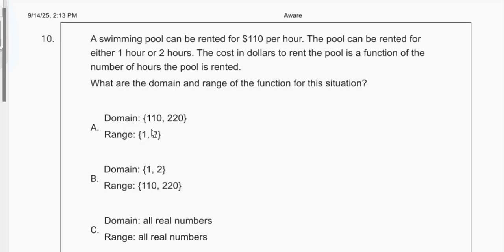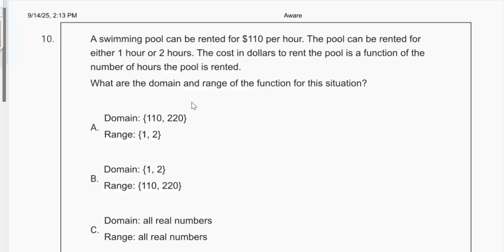And number 10, a swimming pool can be rented for $110 per hour. The pool can be rented for either 1 or 2 hours. The cost in dollars to rent the pool is a function of the number of hours the pool is rented. What are the domain and range of the function for this situation?